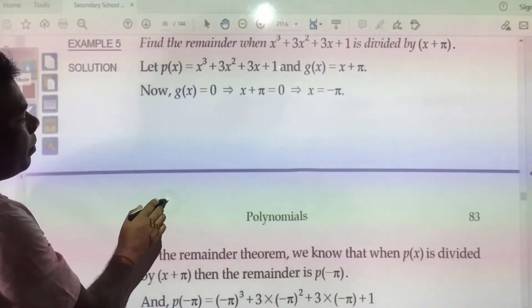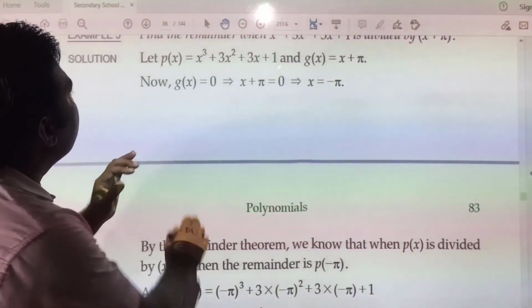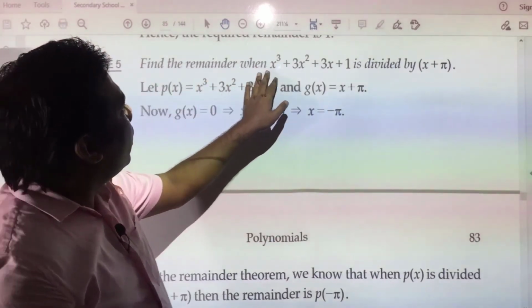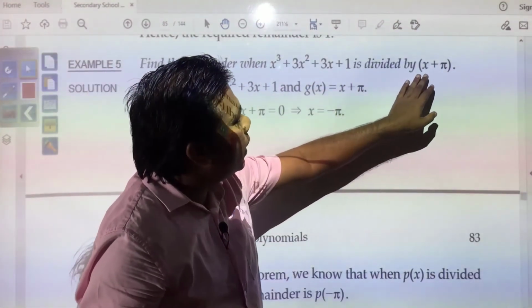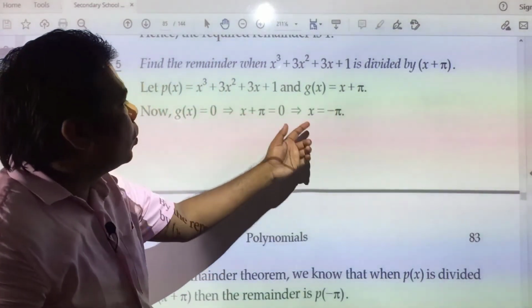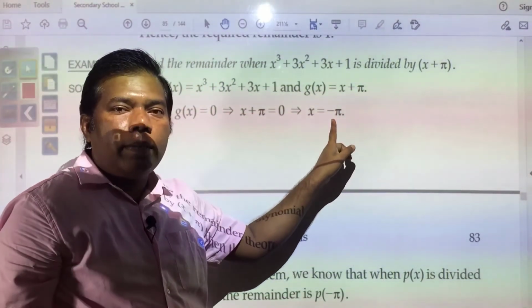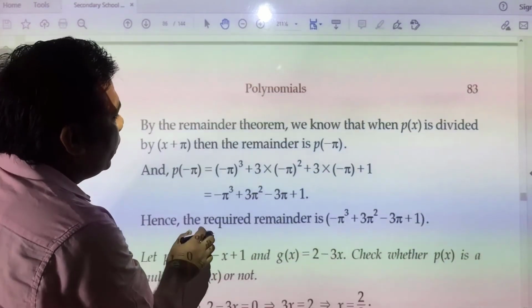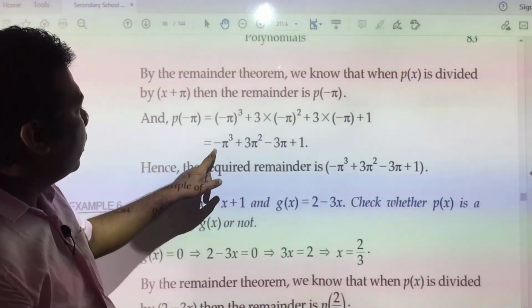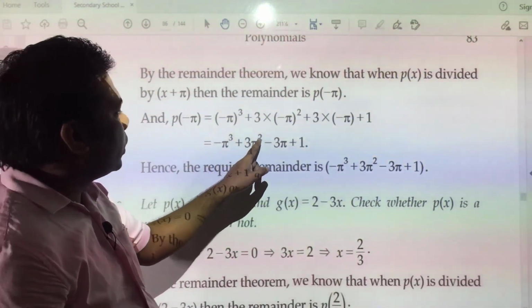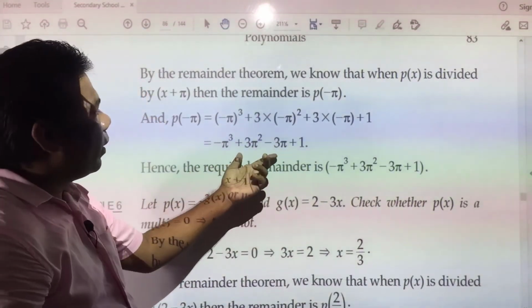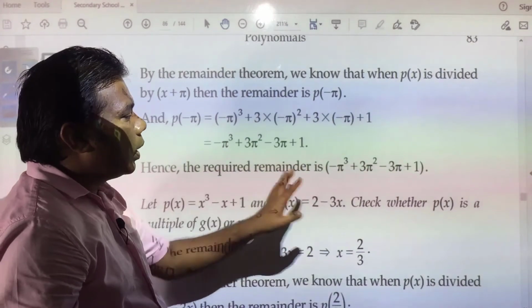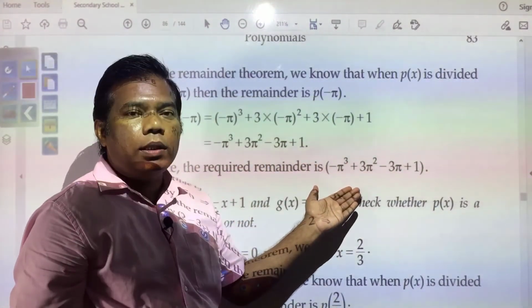Next you see, find the remainder when x cube plus 3x square plus 3x plus 1 is divided by x plus pi. So, x will be minus pi. If you are putting the value, what will you get? Minus pi cube plus 3 pi square minus 3 pi plus 1. So, do not get confused or afraid by seeing pi. Whatever value comes, that will be your answer.